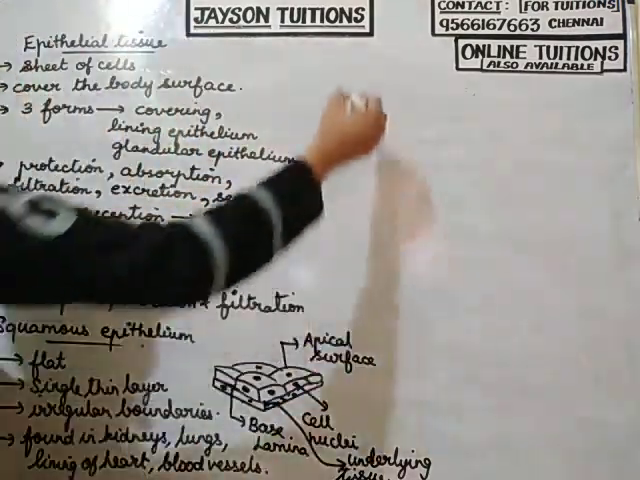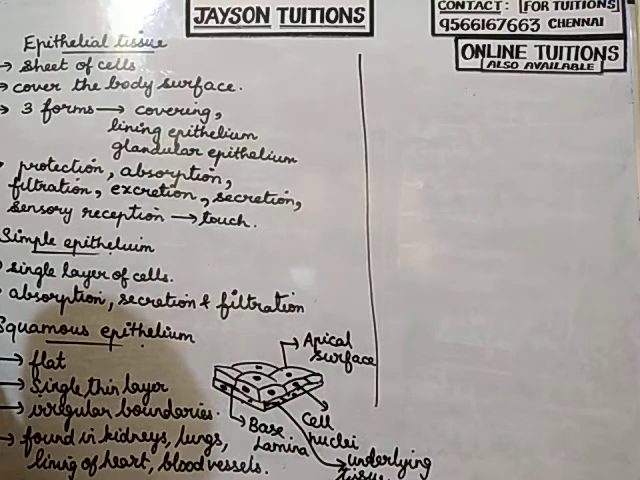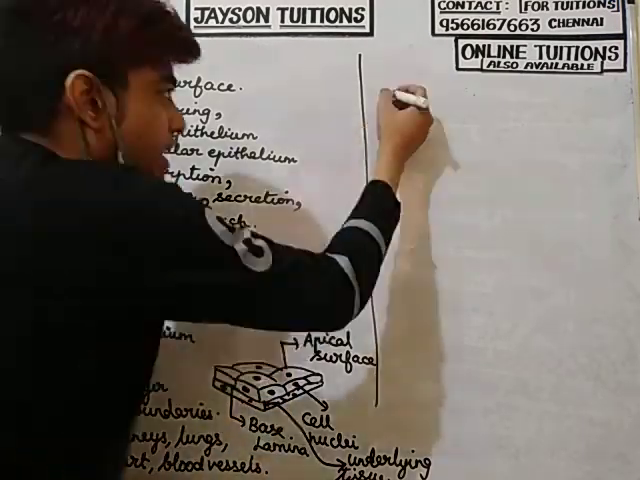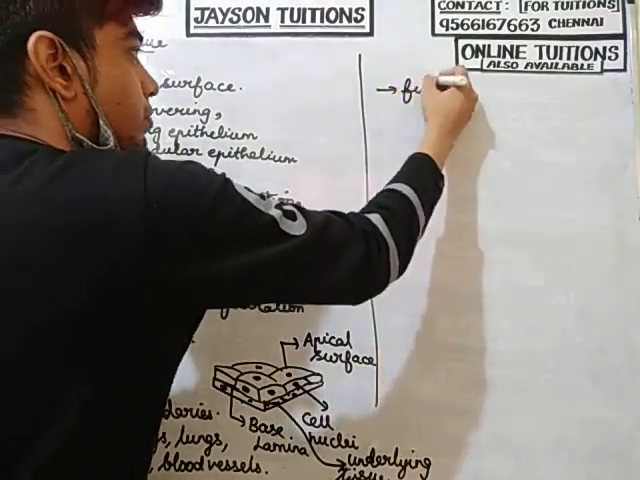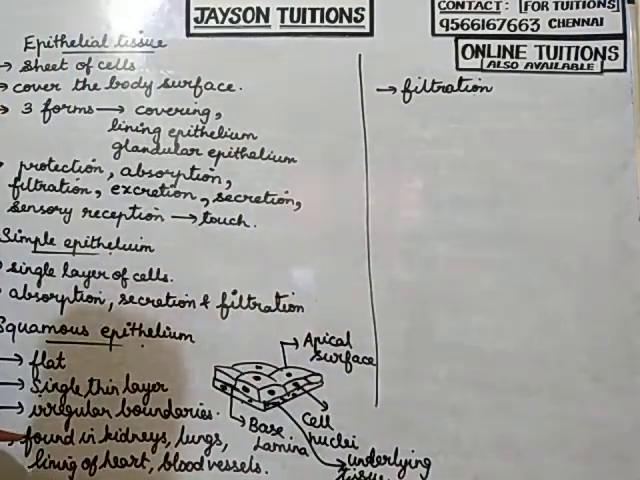So it will be flat, and it is only single layered. So that is squamous epithelium. What are all the functions they will do? They will do filtration. See, it is found in kidney, lungs and heart.